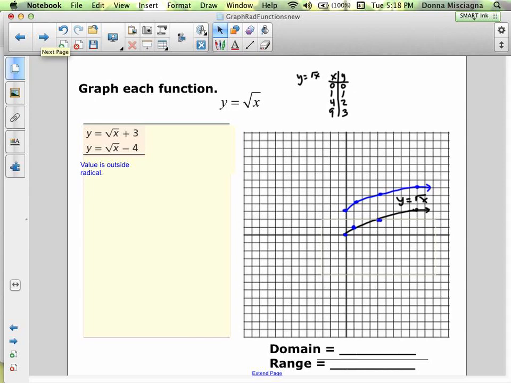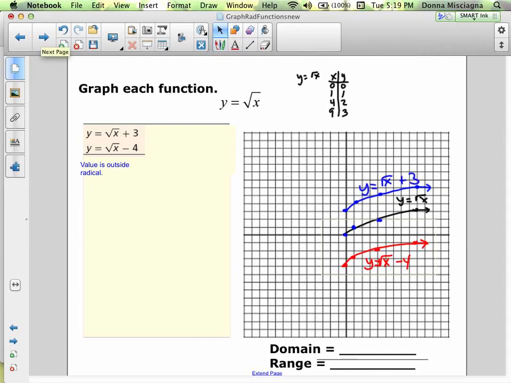All right, now let's graph the next one here. The next one just moves down. 1, 2, 3, 4. And 1, 2, 3, 4. See, I'm just moving my points, those key values. 1, 2, 3, 4. And there we go. Let's label these graphs. So this is y equals the square root of x minus 4. And this one is y equals the square root of x plus 3.